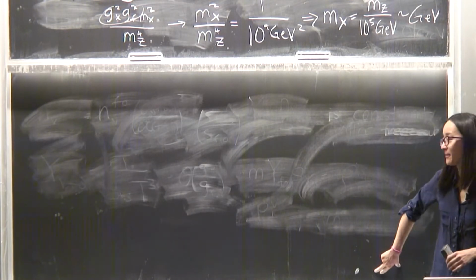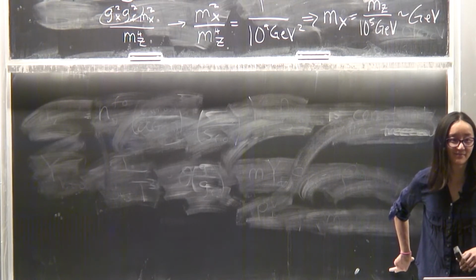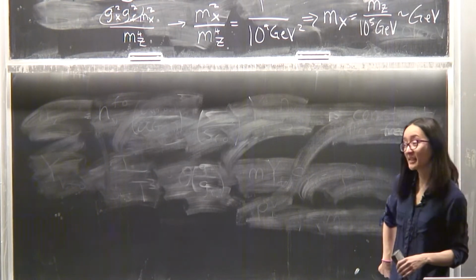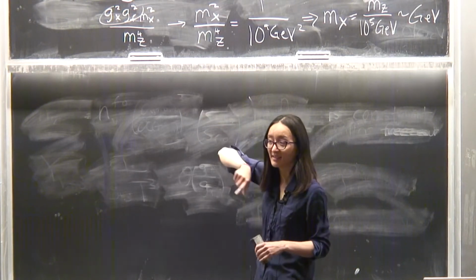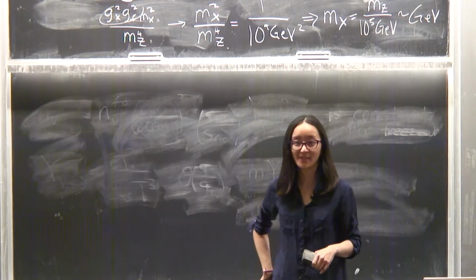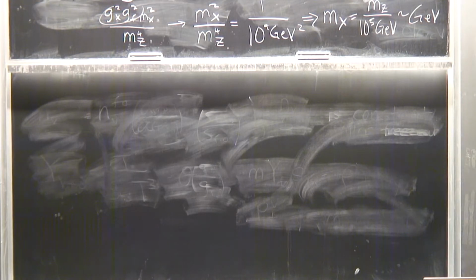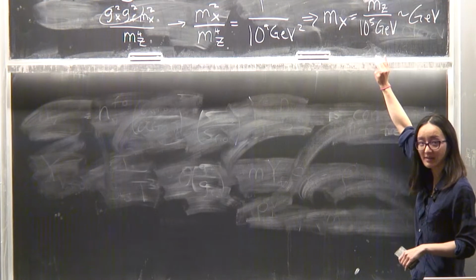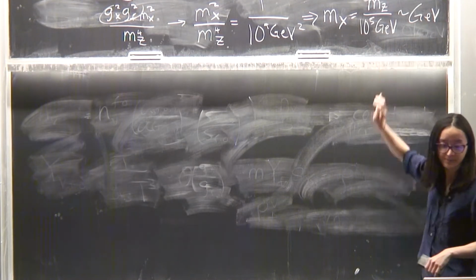Are there any other mediators I could consider? So Higgs, I've sort of included here because I'm saying it's a similar mass scale as the Z. Photon, yes. There's one more case, the photon. That's not excluded, so I could have dark matter interacting through the photon. It's not excluded by this Lee-Weinberg argument.